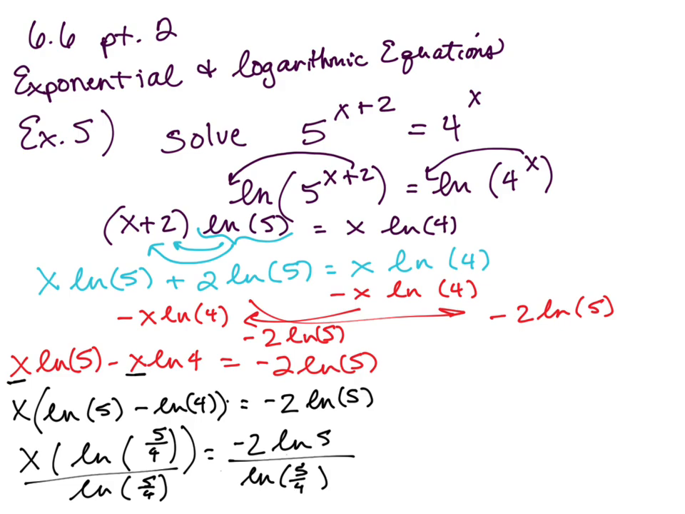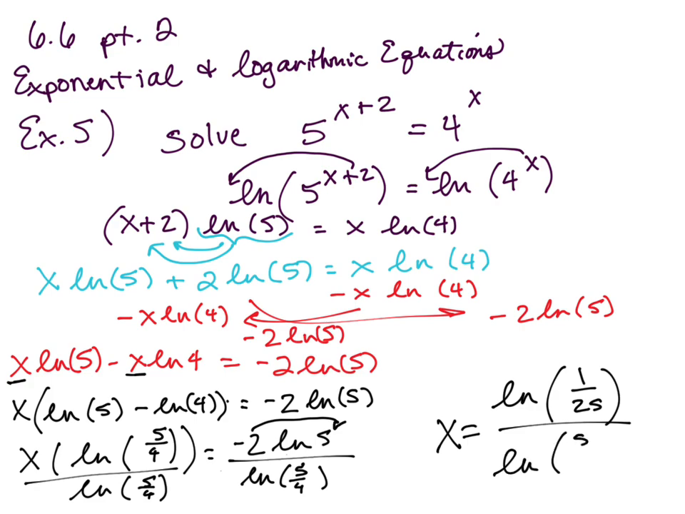And so our final answer here is x equals. On top, we have natural log. If I send the negative 2 to the 5 as a power, what's 5 to the negative 2 power? 1/25. So 1 over 25. If it was 5 squared, it'd be 25. But it's 5 to the negative 2. On bottom, we have natural log of 5 over 4. This is your final answer for example 1.